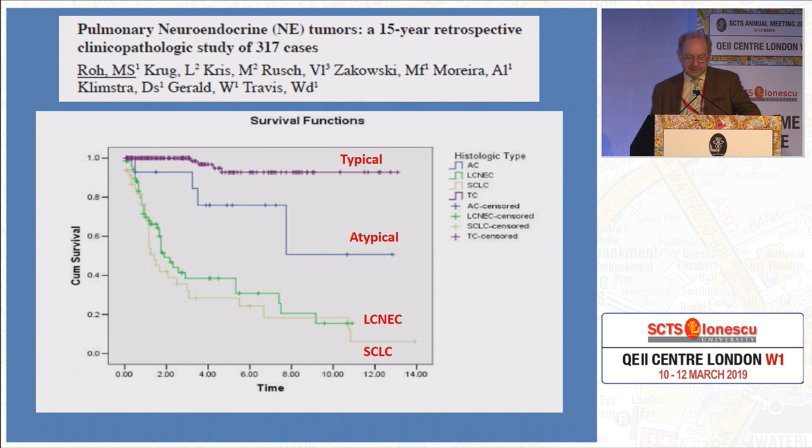Having said that, it is important because when we look at the different types, just as an introduction, the typical, the atypical, the large cell neuroendocrine tumours, and all the historically small cell tumours have been included, but I think it's very questionable whether they should be included. Clearly, there is very different clinical behaviour, and that's very important.